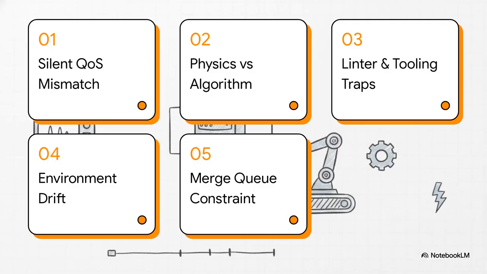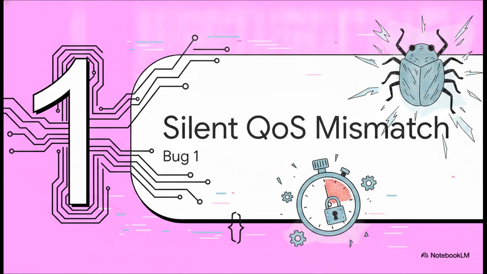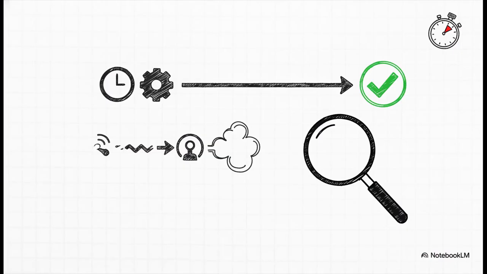So here's our roadmap for this explainer. We'll start with the silent QoS mismatch, move on to physics meets algorithm, then tackle linter and tooling traps, investigate the environment drift, and finally wrap up with the merge Q constraint. All right, section 1, the silent QoS mismatch. This brings us to bug number 1. Let's track down this first bug.